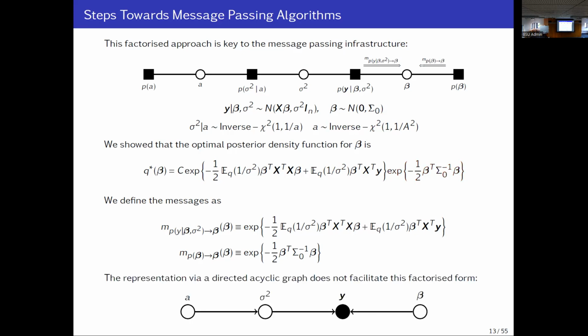The directed acyclic graphical representation that we had in the standard variational inference algorithm just doesn't support this kind of modeling. So we require this factor graph representation. Any questions on that so far?